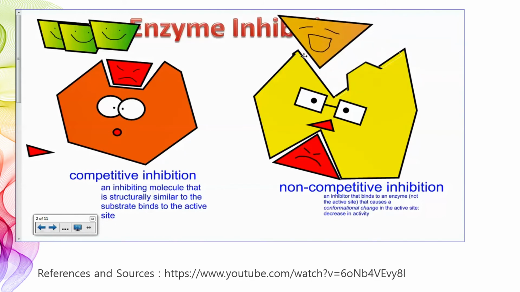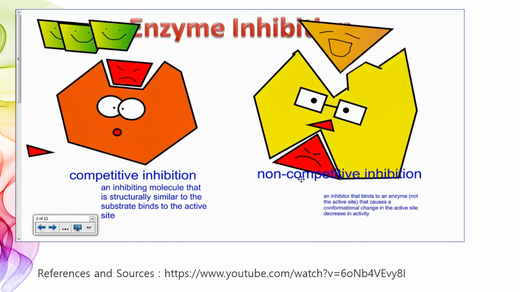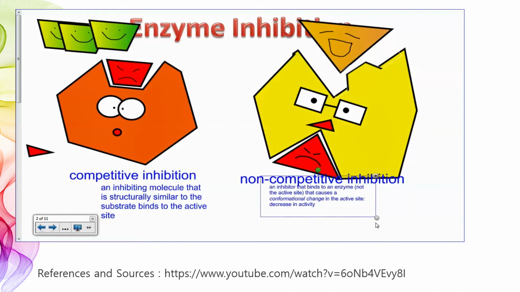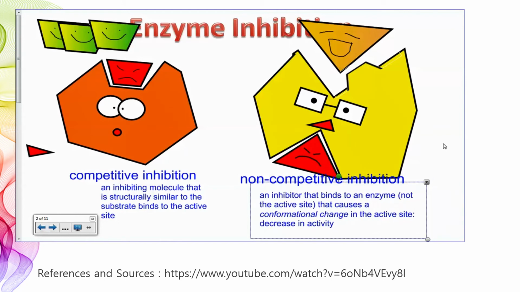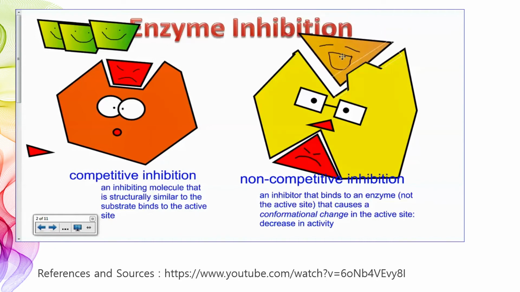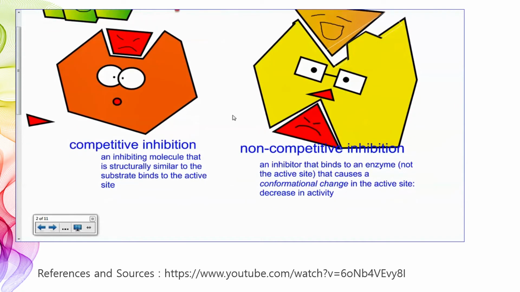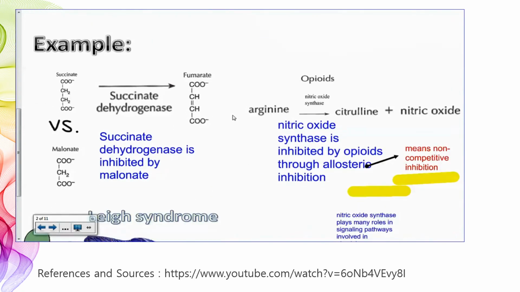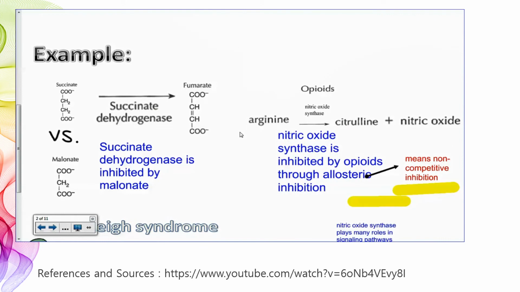So that's it. Those are the main differences between competitive and non-competitive inhibition. And I'm going to give you a couple of examples here in a second. So non-competitive inhibition, one more time. An inhibitor binds to an enzyme not on the active site. It causes a conformational change in the active site and therefore a decrease in the activity. So here are two specific examples here. And you should know some examples.